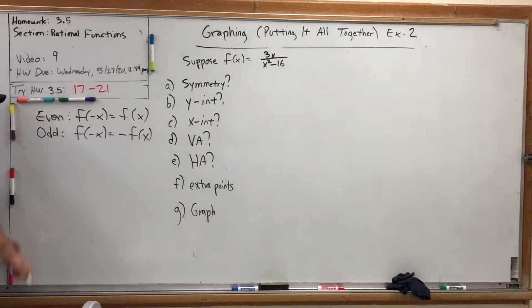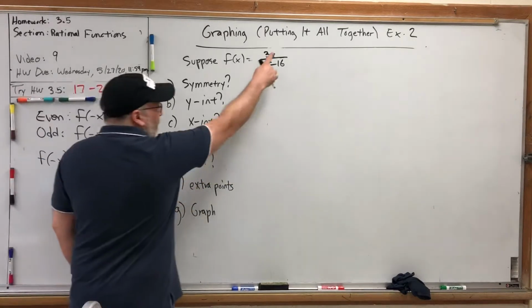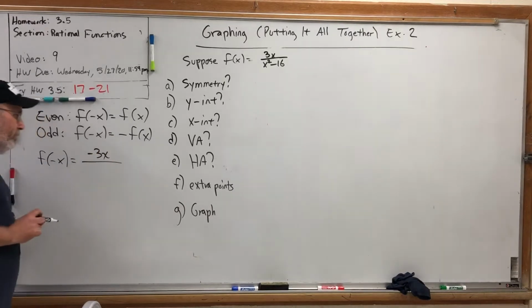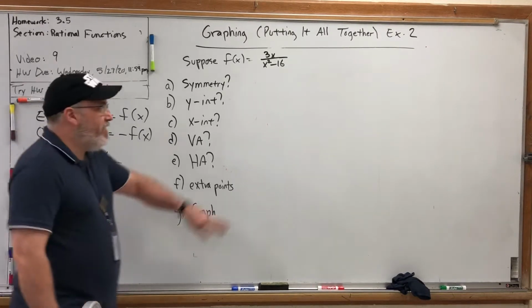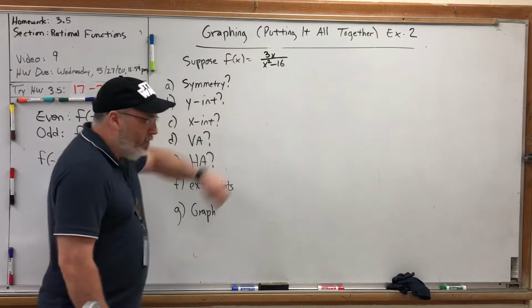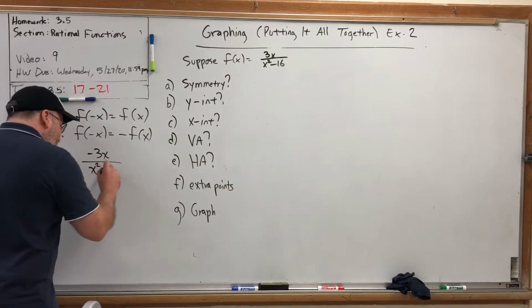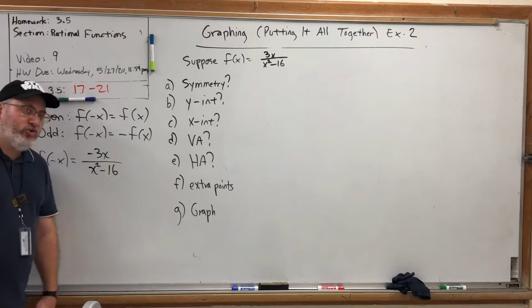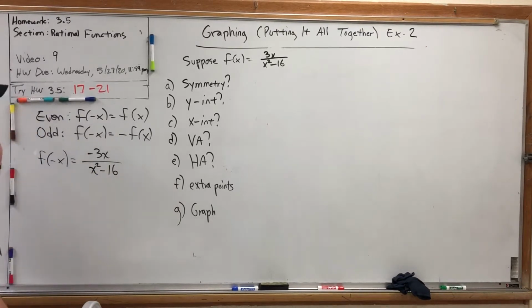To check for symmetry, in other words, to check to see if the function is even or odd, you start by putting a negative x everywhere there's an x. But let's be efficient about it. If I put negative x on the top, 3 times negative x is negative 3x. And if I put a negative x on the bottom, the negative gets squared and goes away. So it stays x squared minus 16. Basically, even powers stay the same, odd powers change signs. Now, is this the original function? No, it almost is, except for that negative.